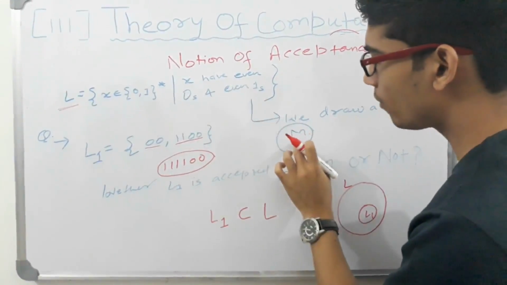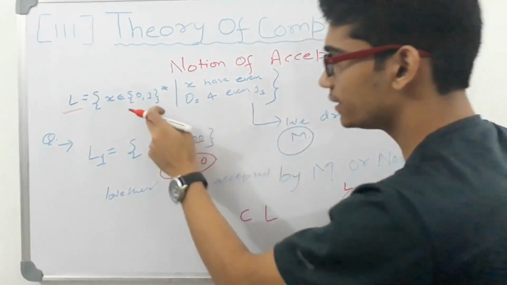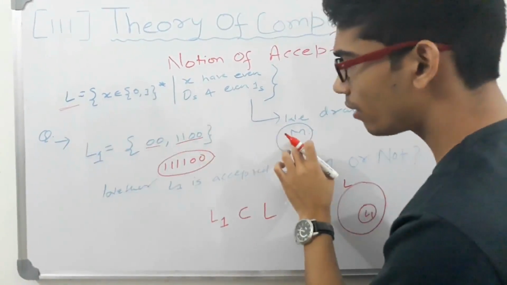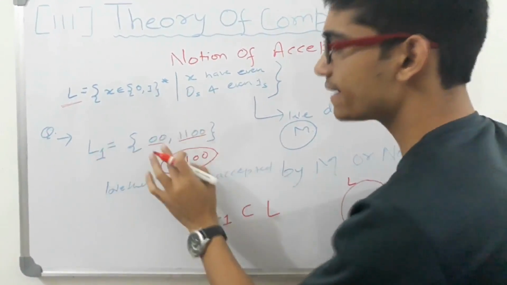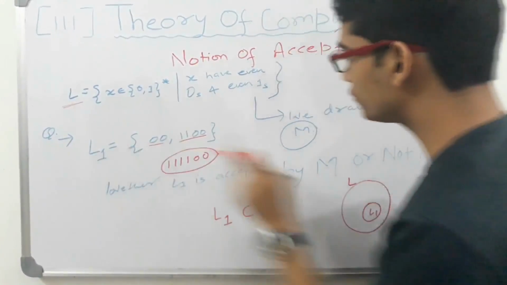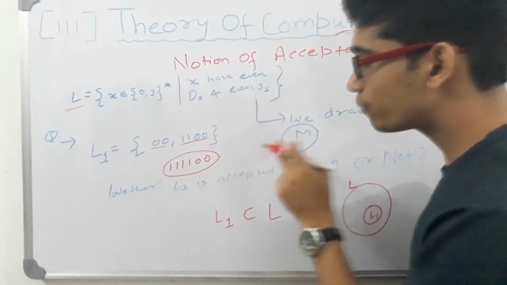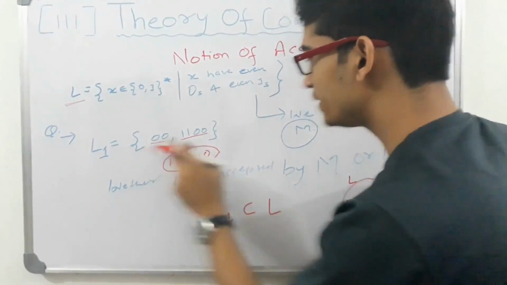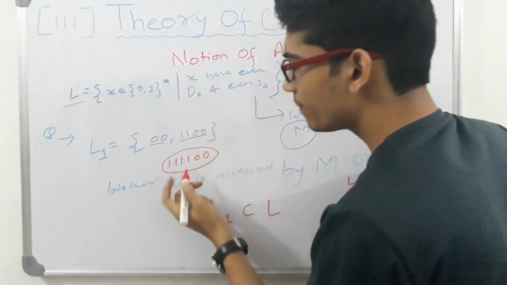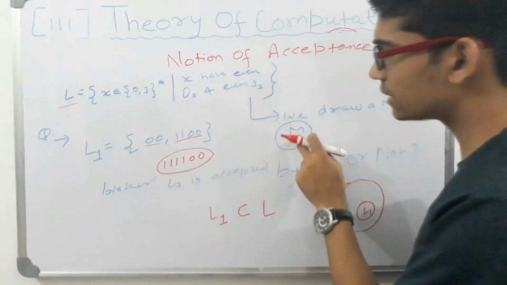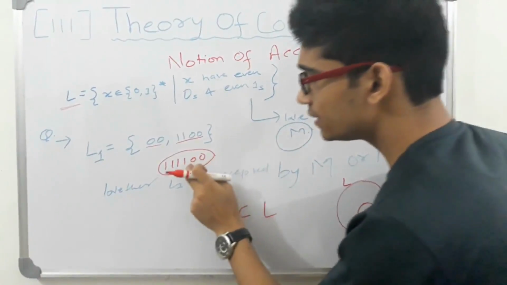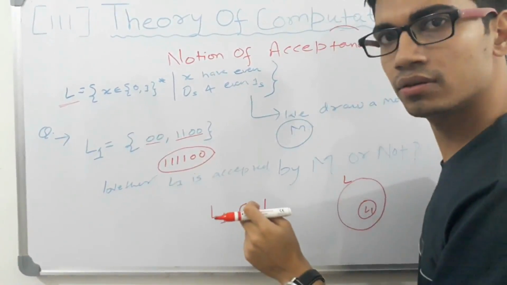Okay, we have a model that we came up with. Now this is the language that we are focusing on. I am saying that this L1 is not accepted by M. My point is, suppose this L1 is accepted by M. Now I may give you this string and say, this is also accepted by M, isn't it? But this is not in this language, isn't it?